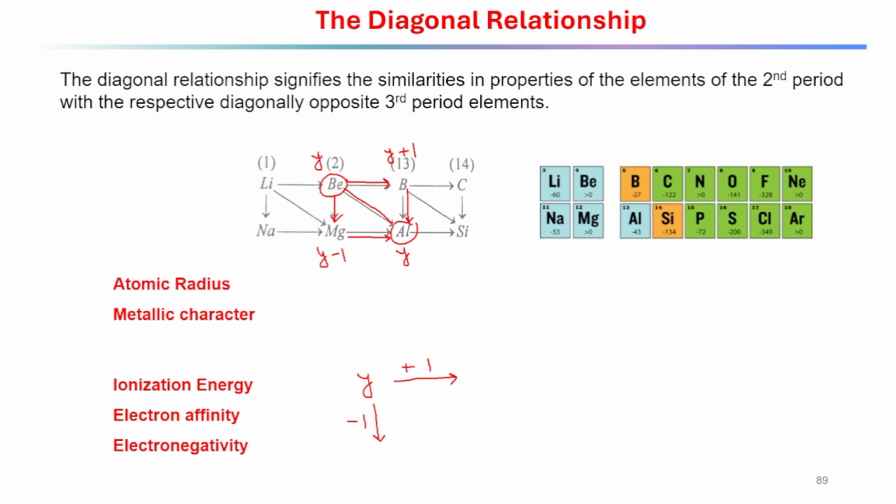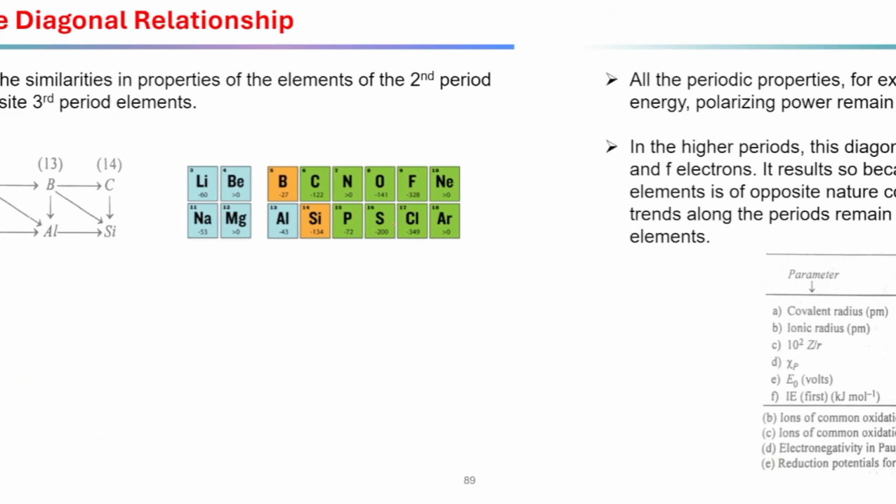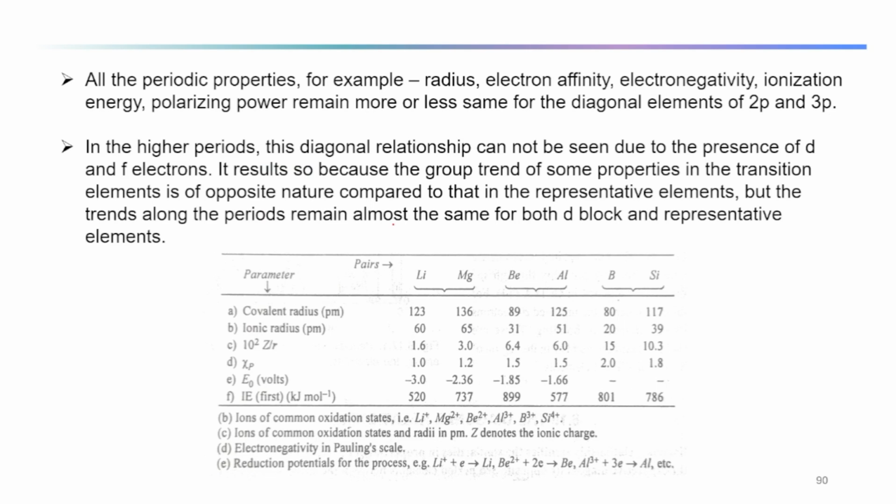I hope this method will be easier to understand. This is a qualitative method, so this is not totally correct. The values will not be exactly the same, but they will be somewhere close. Now let's see. All the periodic properties, for example, radius, electron affinity, electronegativity, ionization energy, and polarizing power, remain more or less the same for the diagonal elements of 2p and 3p.